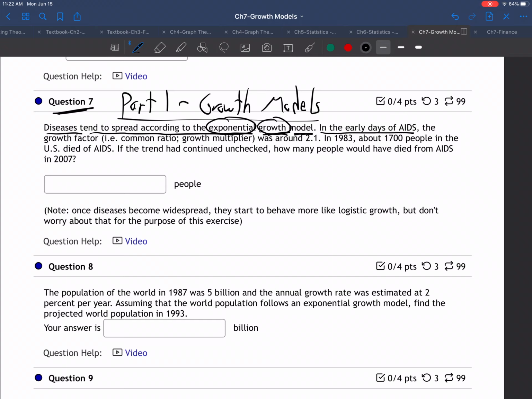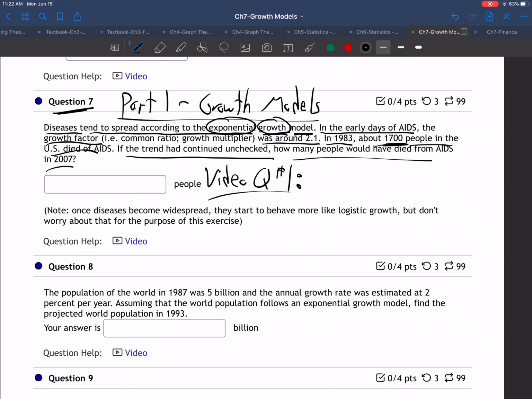It's explosive growth. And here's AIDS, for example. In the early days of AIDS, the growth factor was about 2.1. In 1983, about 1,700 people in the U.S. died of AIDS. If the trend continues, how many would have died of AIDS in 2007? Well, it turns out it would be hundreds of thousands. It would grow explosively.